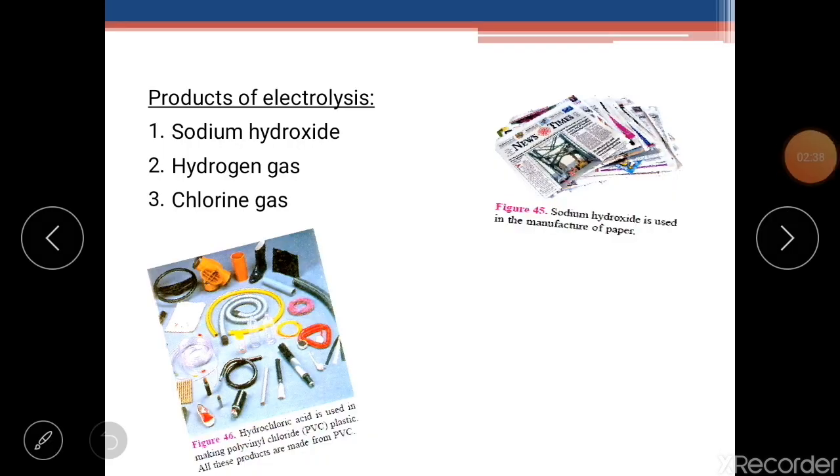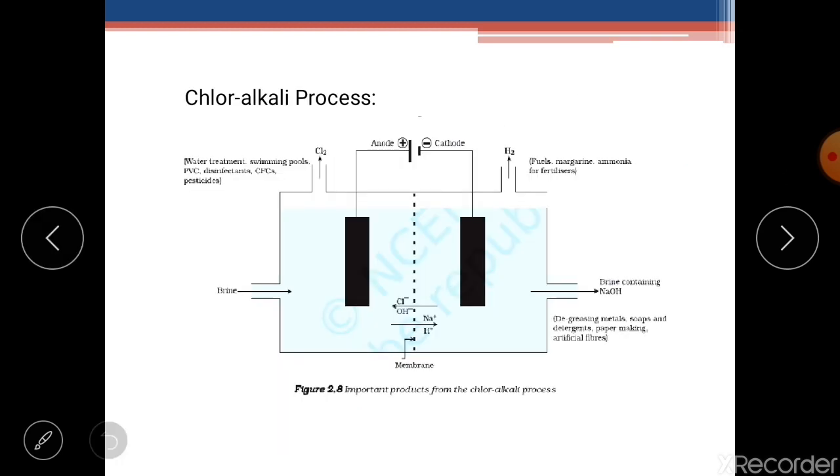Now we know that the products of electrolysis are sodium hydroxide, hydrogen gas and chlorine gas. One by one we will understand the uses of these 3 products. First of all, sodium hydroxide. Students, sodium hydroxide is used in manufacturing of paper. It is used for preparation of soap and for degreasing metals, in preparation of detergent and artificial fiber. So these are the various uses of NaOH.